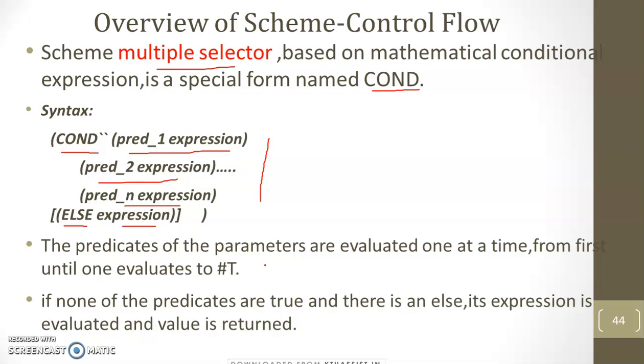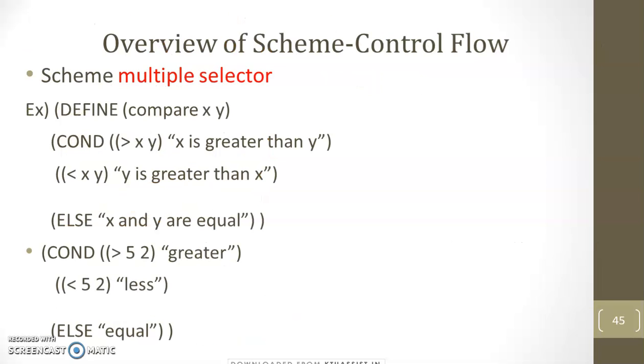The predicates are evaluated one at a time from the first until one reaches the result true. If none of the predicates are true, then there is an else, which evaluates an expression and the value is returned. So the else is reached only if none of the predicates return true. If they don't return true, then it moves to the else part.